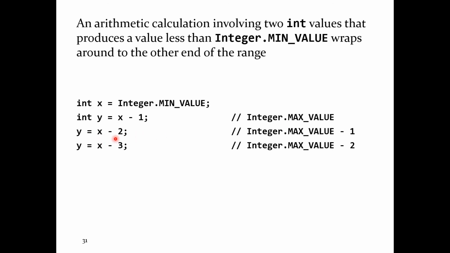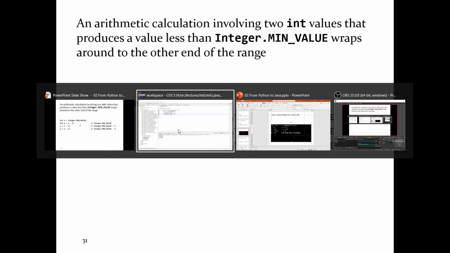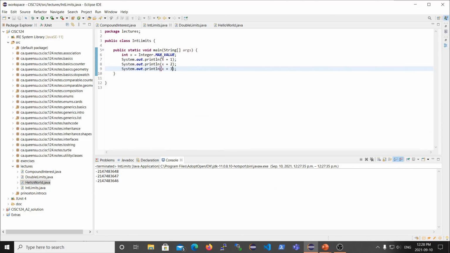If I take x minus 2, I get integer max value minus 1, right? And x minus 3 is just integer max value minus 2. And once again, in Eclipse, I can just change this to integer min value, minus 1, minus 2, and minus 3. Right, so you can see that's integer max value. That's integer max value minus 1. And that's integer max value minus 2.